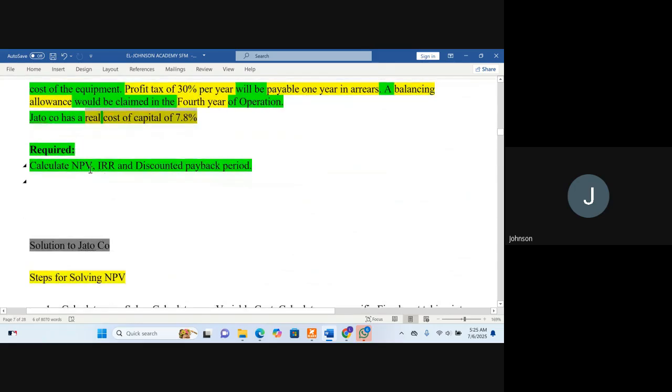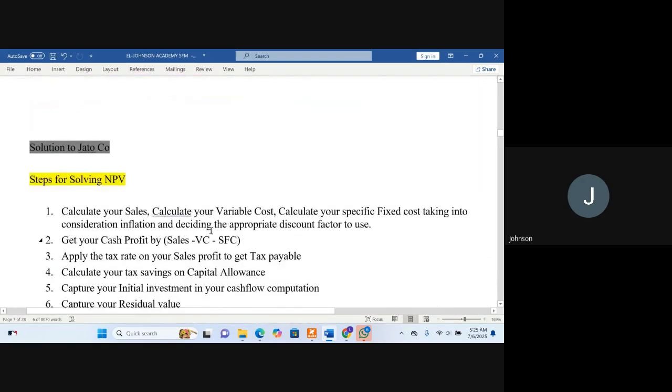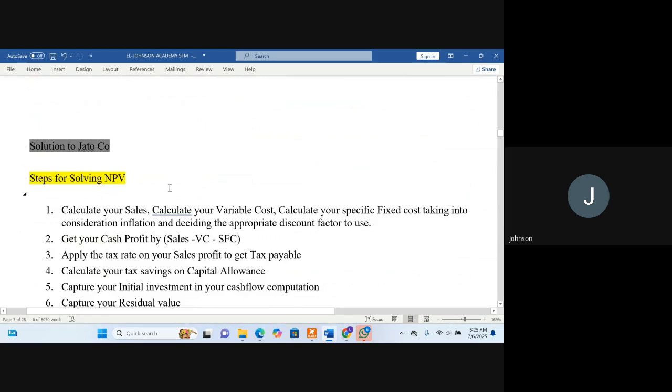Okay, now required: calculate the NPV, IRR, and discounted payback period. So that is what they ask you to calculate. Calculate your NPV, calculate your IRR, and calculate your discounted payback period. So, solution now. Let's have a look at the steps to follow.